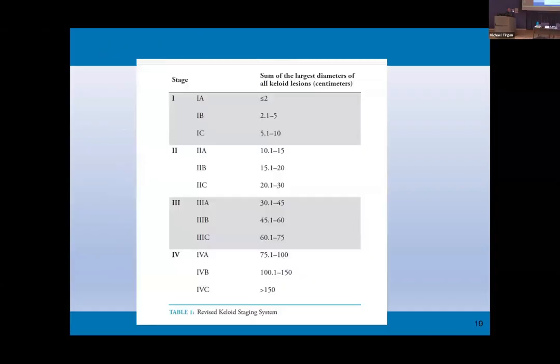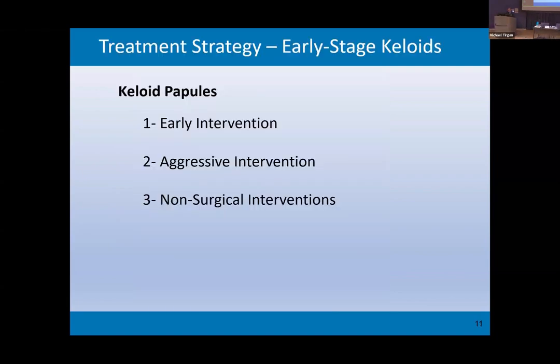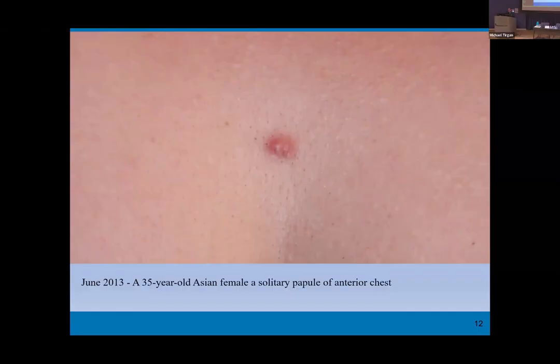This is a staging system I designed in 2016 that categorizes patients depending on the largest diameter of the lesions they have on their skin. So we start with very early stage small keloids, keloid papules basically. A lot of young patients start just like this, with a papule on their chest because of the acne.